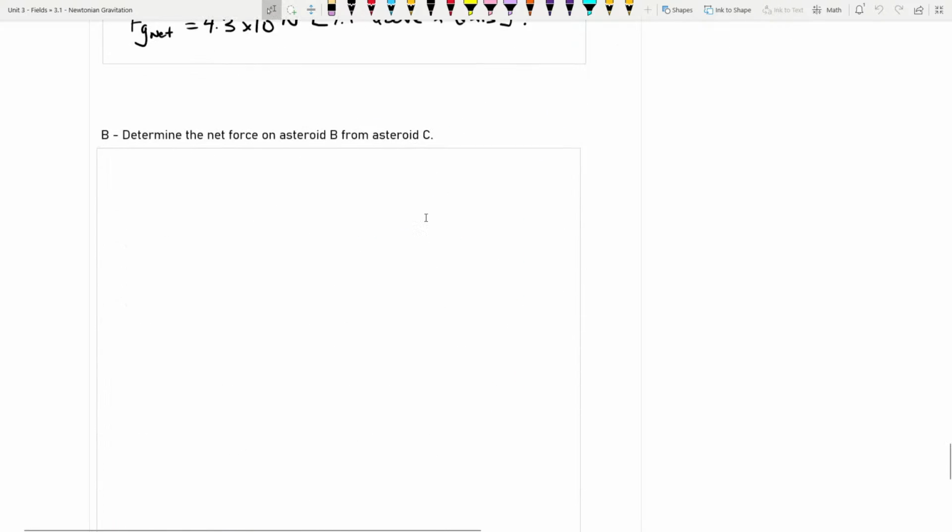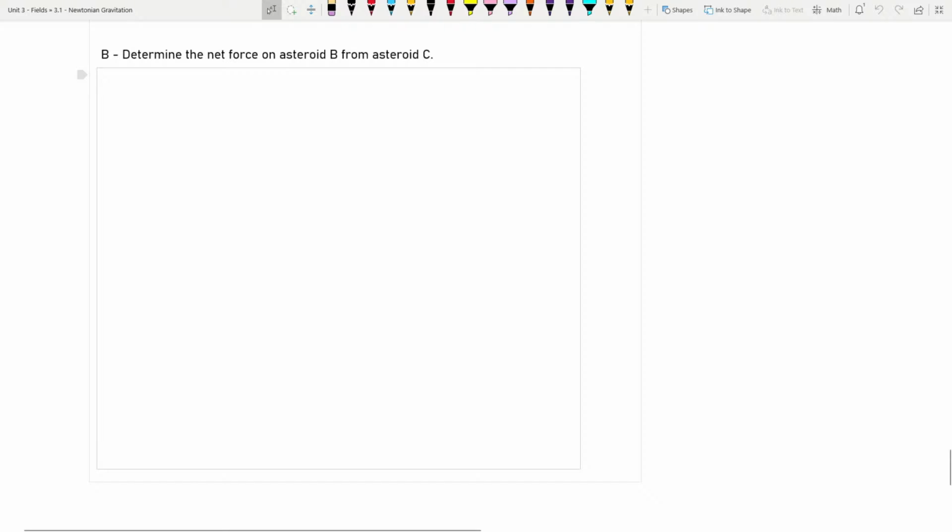Definitely doable. There's a B part. The B part is trivial. The net force on B from C is not going to be especially difficult. The only thing you'll need to do is calculate the distance between them. So the only thing that really makes this difficult, we need R, B to C.